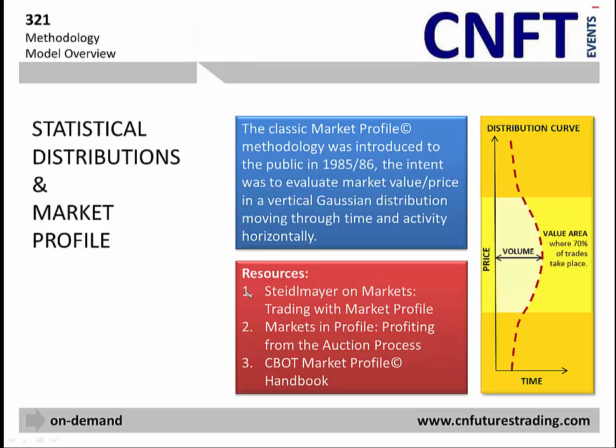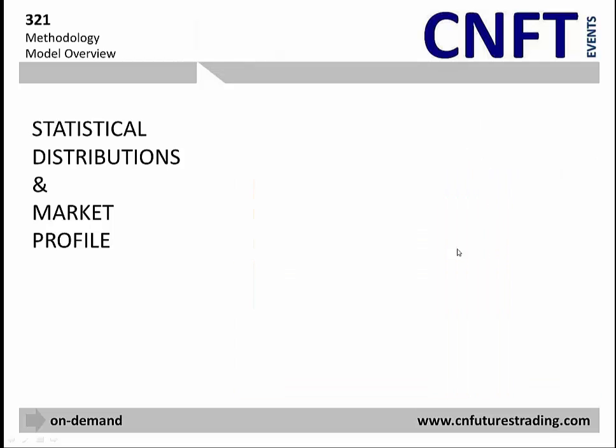The biggest thing was that most Gaussian or normal distributions we look at are laid on their side like this. What they did is turn it on its side, and you can see that right here. They put price on the y-axis and time development on the x-axis, and they basically turned the distribution on its side. Statistical distributions and the market profile.